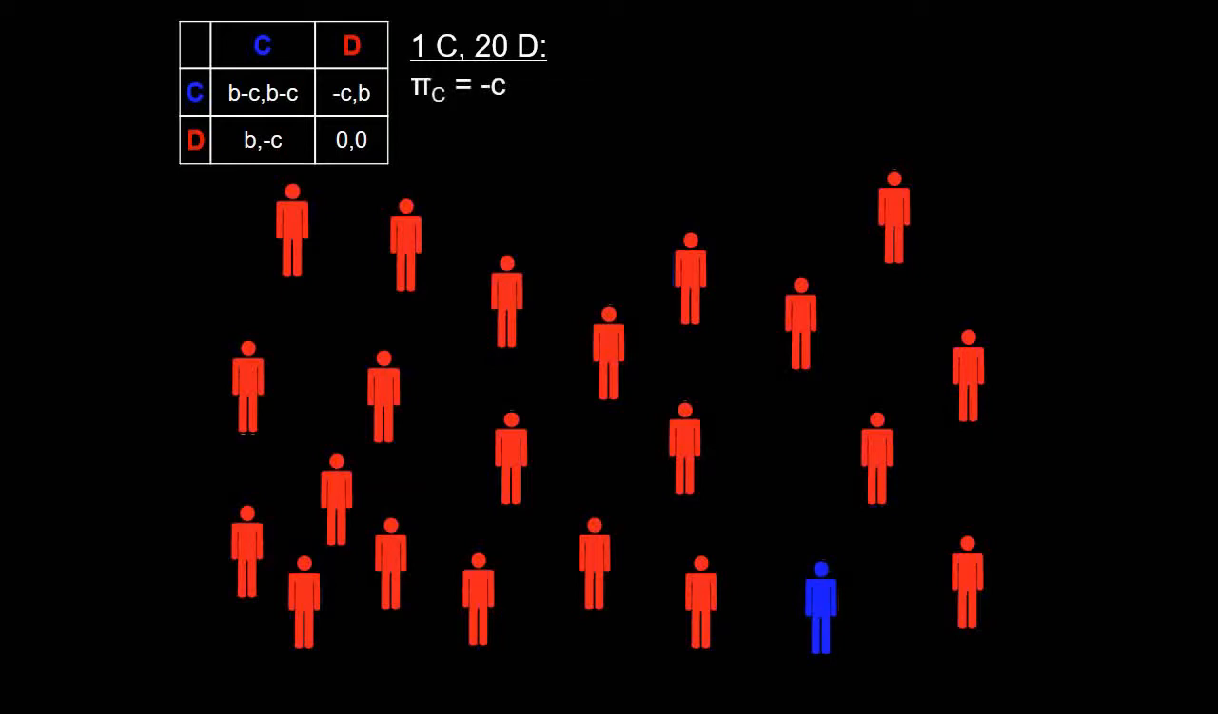Now he's going to pay minus C and never get any benefit back. And the defectors have a 1 in 20 chance of getting matched with this guy and getting payoff B. And so the payoff of the defectors is better than the payoff of the cooperator, which means that the cooperator will then die out and be replaced back with the defector.